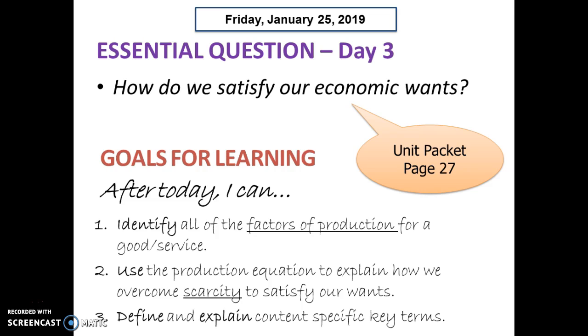Our big question for today is how do we satisfy our economic wants? You can find the learning objective self-eval on page 27 of the unit packet. In our 3 objectives for today, we want to identify all of the factors of production. We want to use a production equation to show how we overcome scarcity. And then we're going to continue to use key terms.